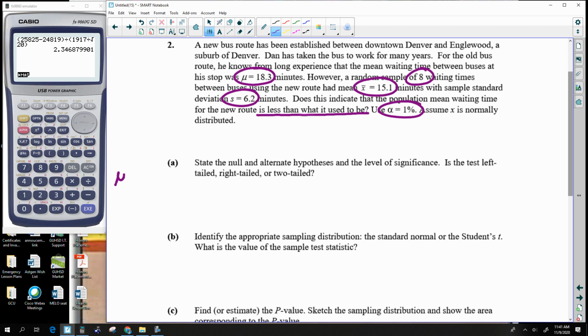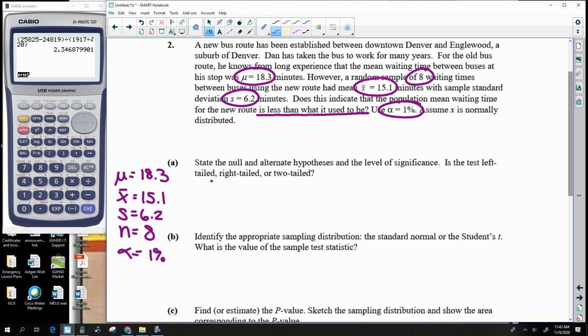All right, so here the average is 18.3. My sample is 15.1. We have a sample standard deviation. That means this is a student's T, when we use the T table. N is equal to 8. That means our degrees of freedom is going to be 7. And we have an alpha of 1%.